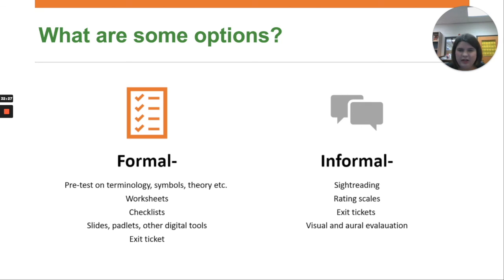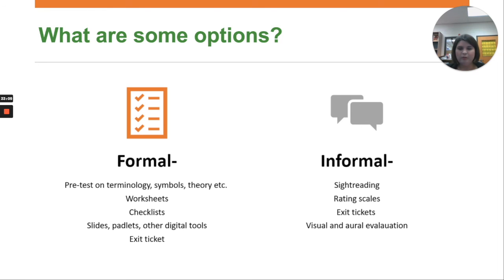You can do pre-tests on terminology, symbols, music theory, solfege, whatever floats your boat. Any kind of pre-test is great. Worksheets, something that's going to ask them some questions to see what they know. It seems less scary than the word pre-test. You have a worksheet, just see what they know. Checklist, a skill checklist, have them checking off skills, or you can check off skills. You can do slides where they create some slides for you, Padlets where they answer questions, or there's all sorts of other digital tools out there. And then you can use formal exit tickets.